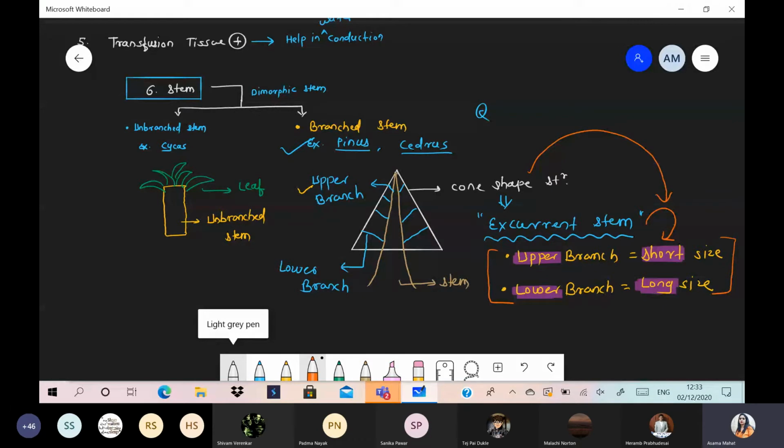pinus or the Christmas tree, or when we say cedrus, basically they grow in temperate areas. Temperate area means heavy snowfall. If there is no cone shape arrangement, how would that snowfall get down? So there is one specific type of modification.